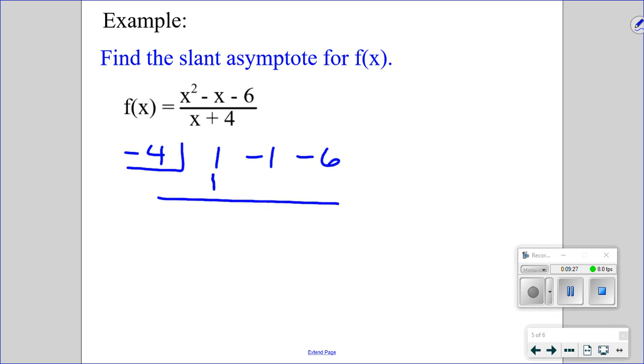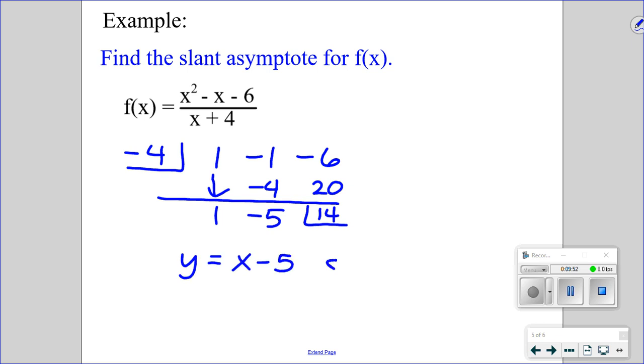Draw a line, leaving a space. Bring down the first number. Multiply. 1 times negative 4 is negative 4. Add straight down. Multiply. Negative 5 times negative 4 is 20. Add straight down. Remember, the last number is the remainder. We are only interested in the quotient, which would end up being x minus 5, meaning our slant asymptote is y equals x minus 5. Okay, so that really concludes the video.